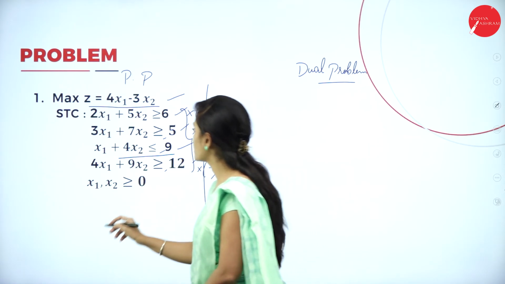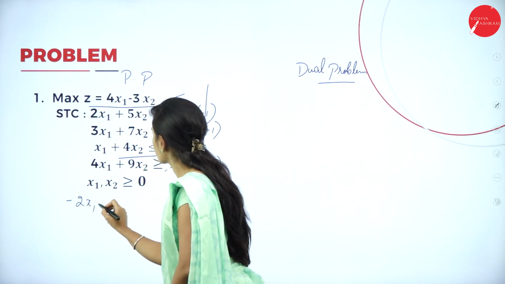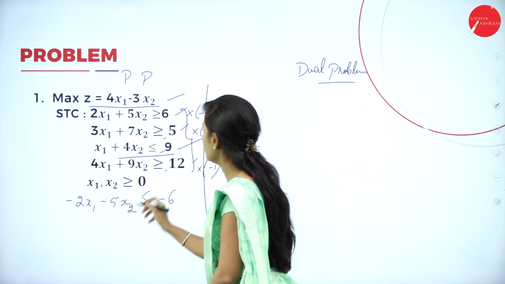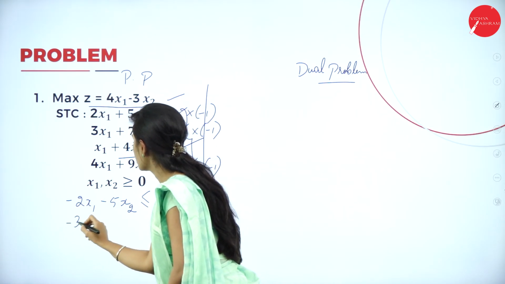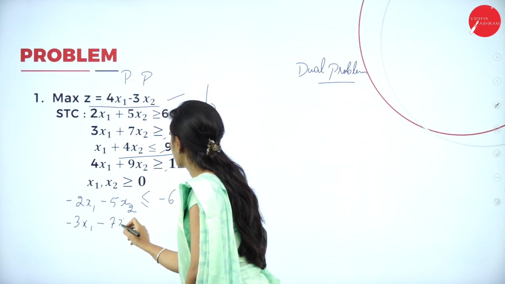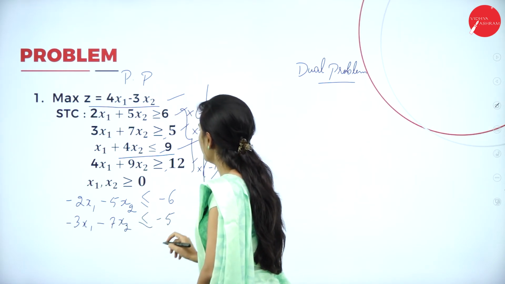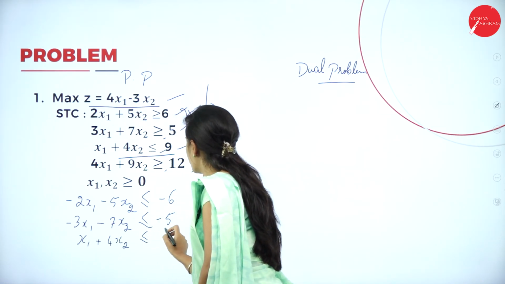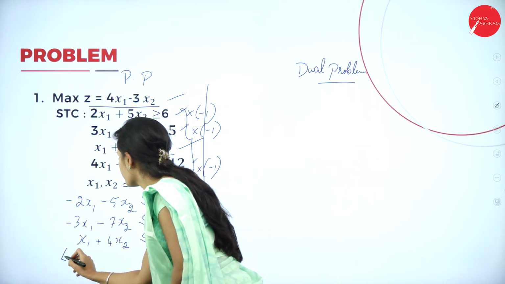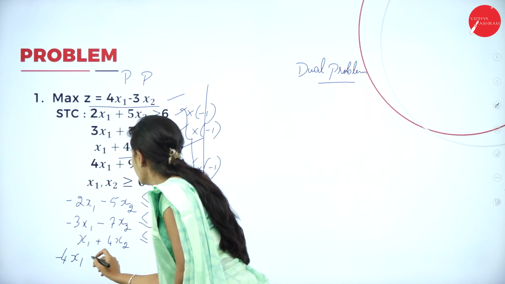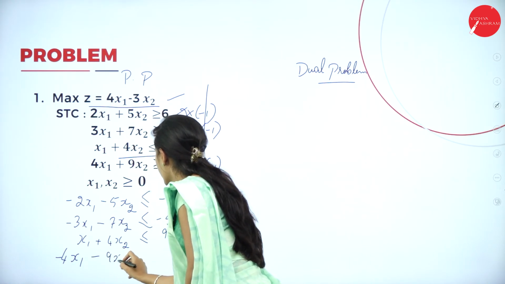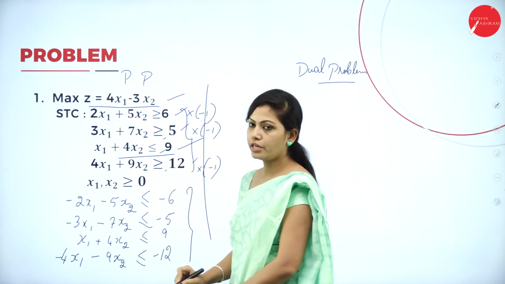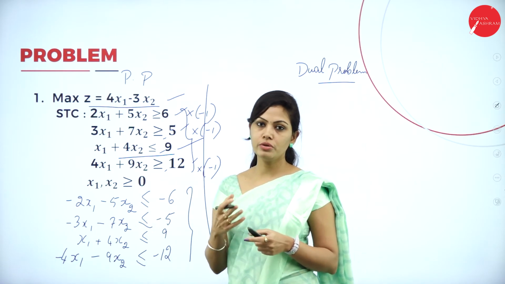So your first constraint is minus 2x1 minus 5x2 less than or equal to minus 6, and the second constraint is minus 3x1 minus 7x2 less than or equal to minus 5. I will write the third equation also, x1 plus 4x2 less than or equal to 9, and the fourth equation is minus 4x1 minus 9x2 less than or equal to minus 12. So now it is in standard form. So now you can convert this primal into dual form.